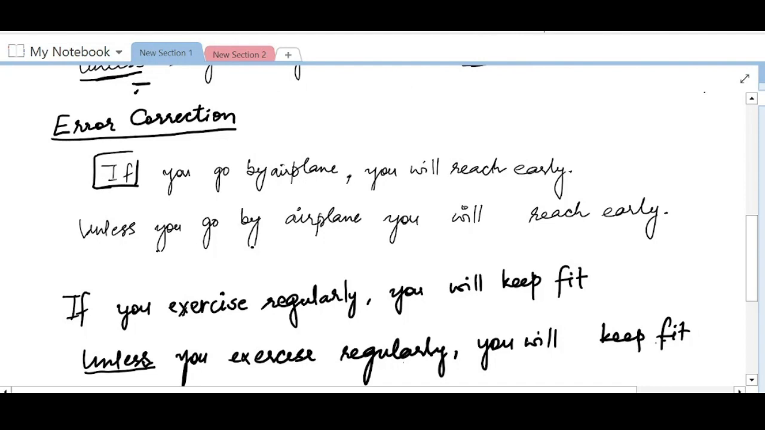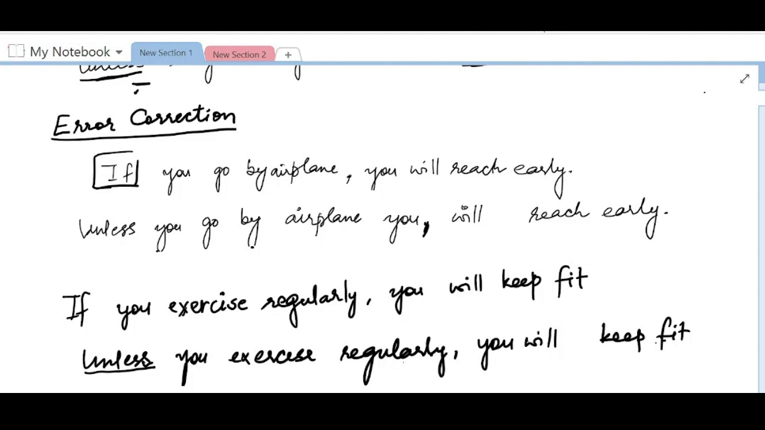If you go by airplane, you will reach early. This is your question, and your answer is also here: Unless you go by airplane, comma, you will reach early. Now, can you find the error?